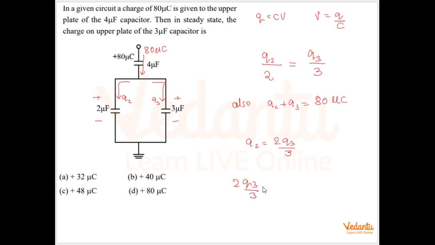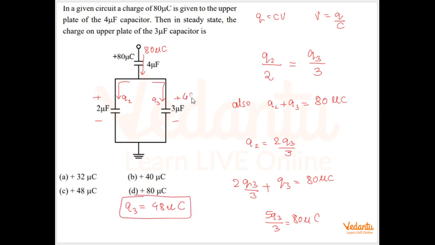2Q3 by 3 plus Q3 is equal to 80 microcoulomb. That gives me 5Q3 by 3 is equal to 80 microcoulomb. That gives me Q3 is equal to 48 microcoulomb. So my dear bachcha log, the charge on the upper plate will be plus 48 microcoulomb, charge on the lower plate will be minus 48 microcoulomb. So the answer will be option C.